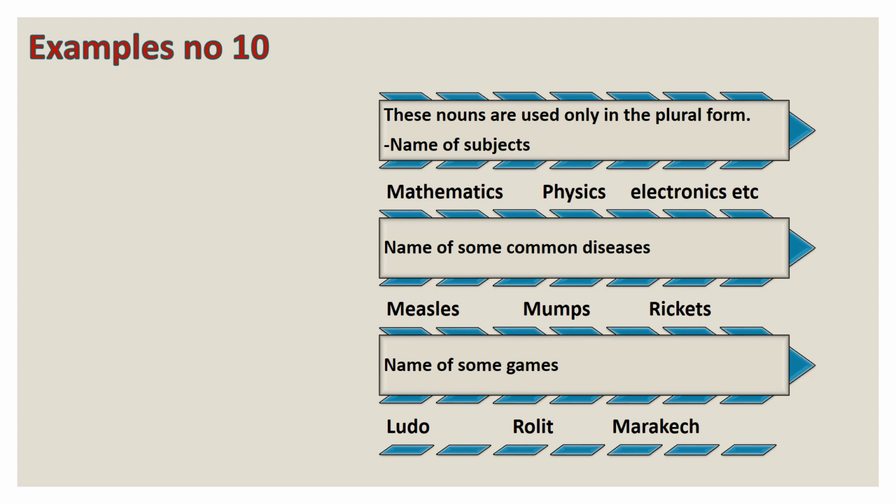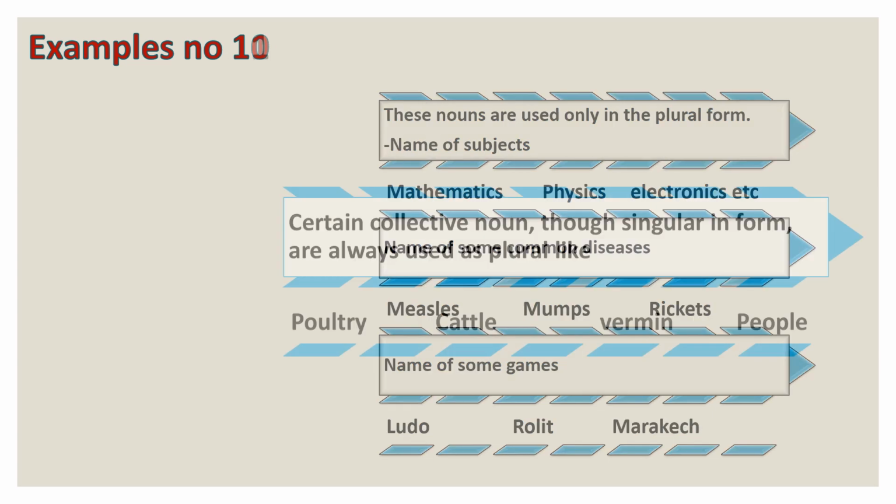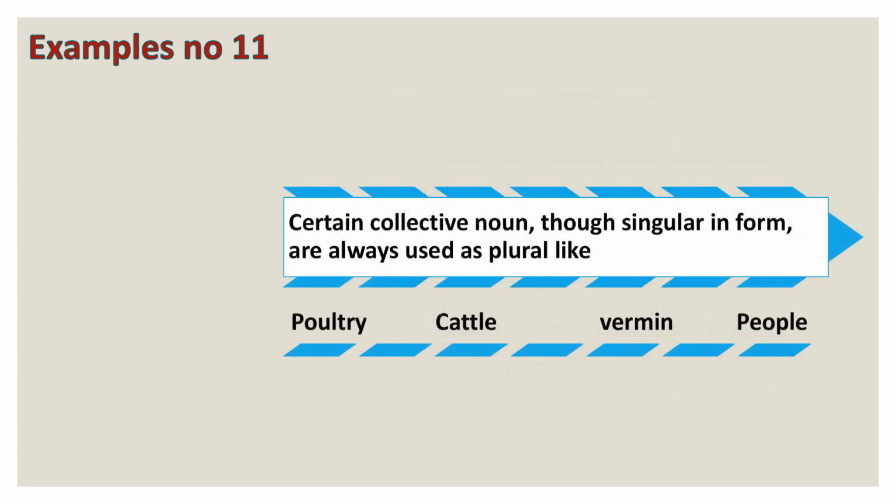Names of subjects like mathematics, physics, electronics. Names of some diseases like measles, mumps, rickets. Names of some games like ludo, roulette, maracas. Certain collective nouns, though singular in form, are always used as plural, like poultry, cattle, vermin, people.